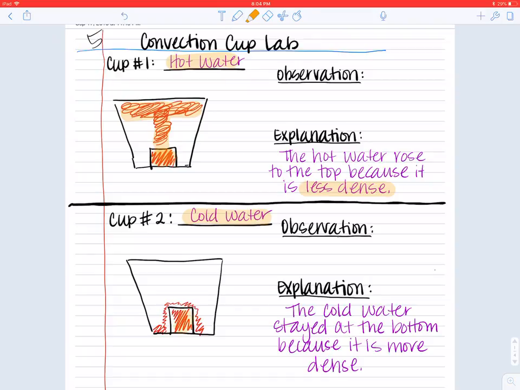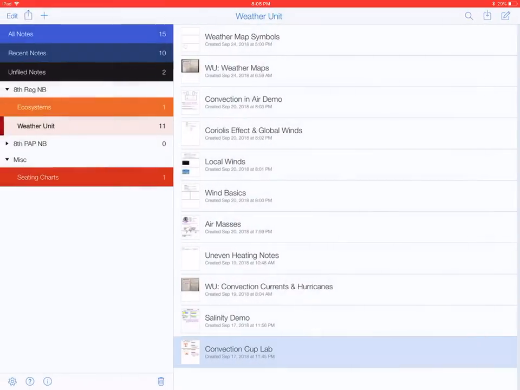When we looked at cold water inside of the vial, cold water surrounded by room temperature water, we noticed that the cold water either stayed in the vial or it slowly began sinking to the very bottom of the cup. We explained this by saying that the cold water was heavier or more dense. Let's apply this to the concept of wind.